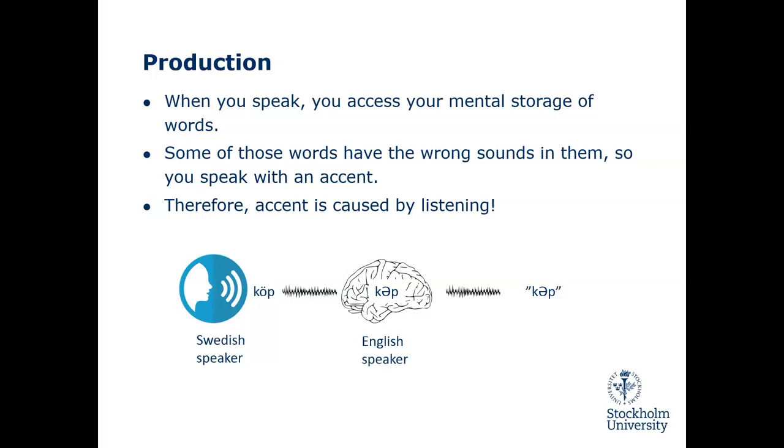And then when the English speaker stores that word in their brain, they're going to store it with the incorrect sound because that was what they heard. Then later, when the English speaker wants to say that word, they're going to access the stored information that they have in their brain, and they're going to say the information that is stored there. But the information that is stored there is incorrect, and so they're going to say köp. And that is the reason why they speak with an accent.